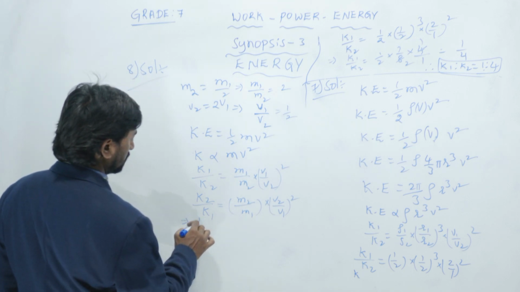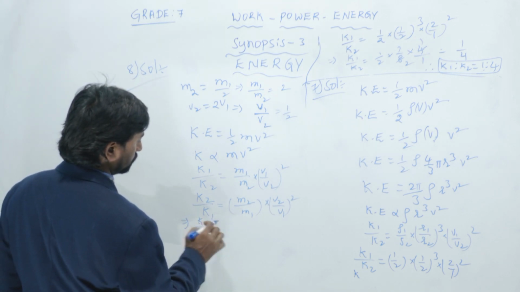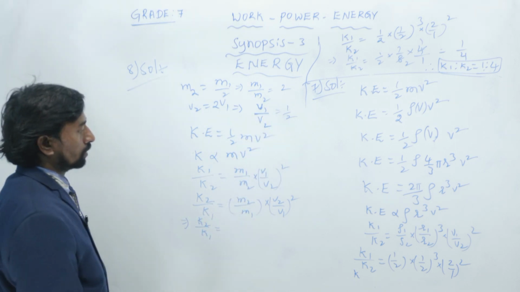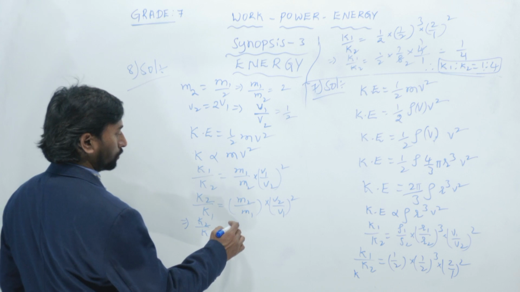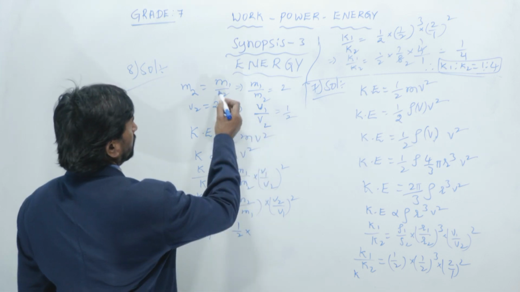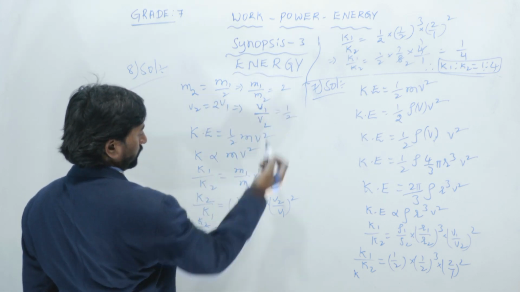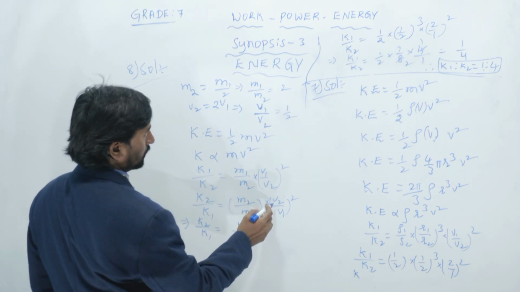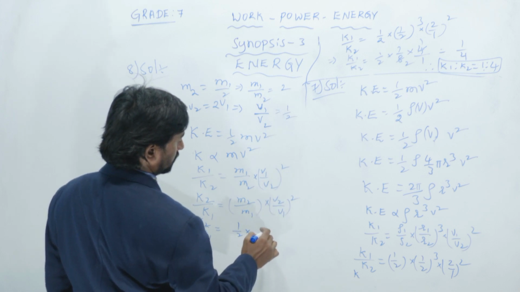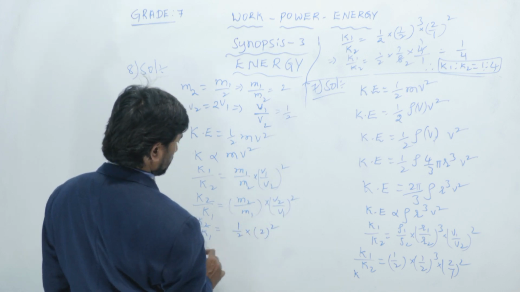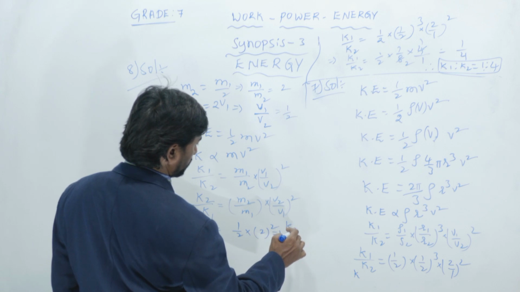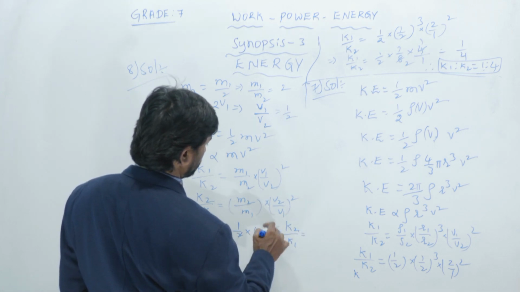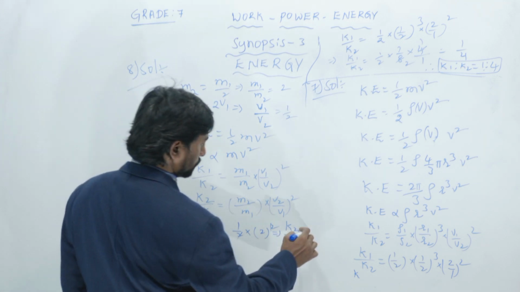So now from this, what can we write here? m2 by m1 is the reciprocal, 1 by 2, because m1 by m2 is 2, no. In the same way v2 by v1 is 2, so v2 by v1 square. That means k2 by k1 is equal to, this 2 and 2 will be cancelled, no? So 2 remains there, 2 is to 1.